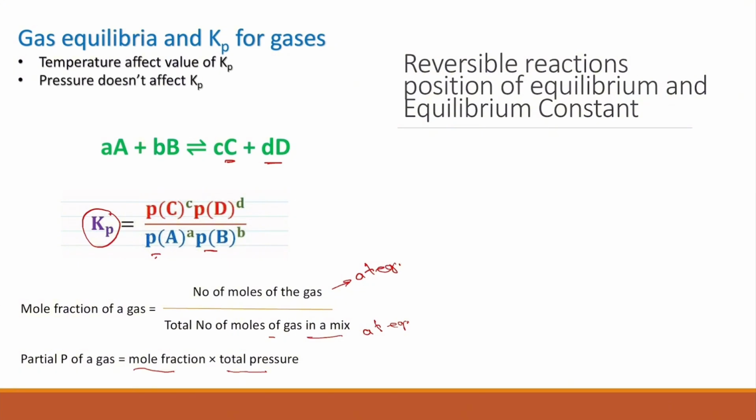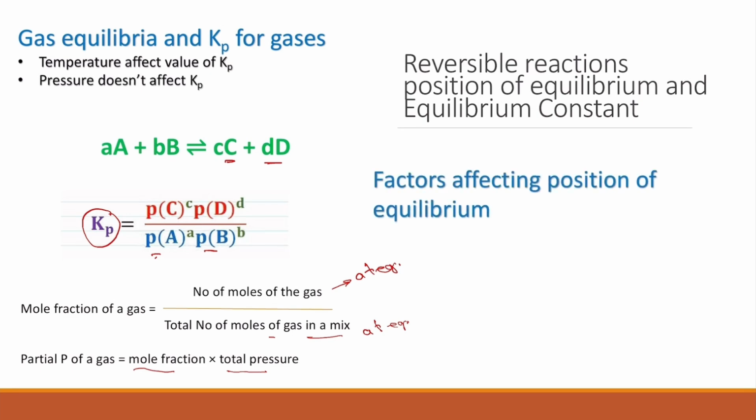However, the pressure does not affect the Kp value. So remember, if you increase or decrease the pressure, for example if the question says they used a smaller vessel, so there's an increase in the pressure, that will not affect the value of the Kp. And also remember the different factors affecting the position of the equilibrium, because they are very common in paper one as much as they are common in paper two.